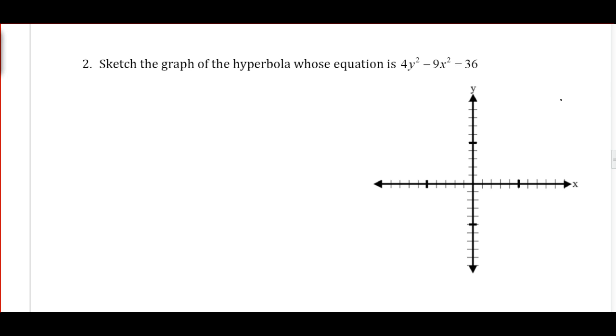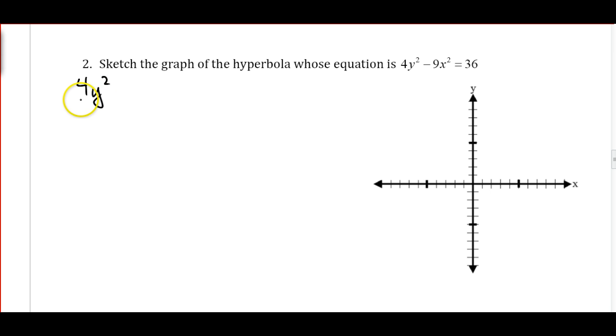So let's sketch the graph of the hyperbola whose equation is 4y squared minus 9x squared equals 36. So we're going to put this in standard form. In this case, there's no completing the square that needs to be done. This is going to have its center at (0, 0).